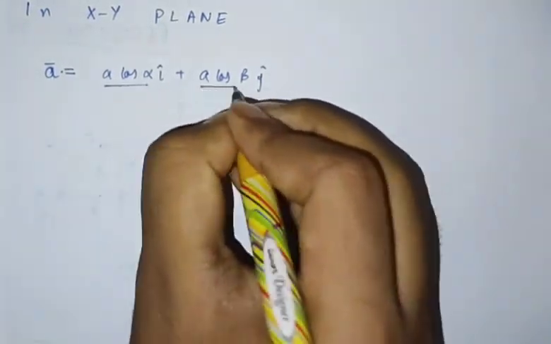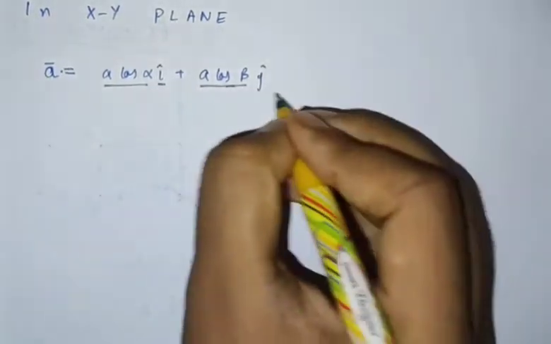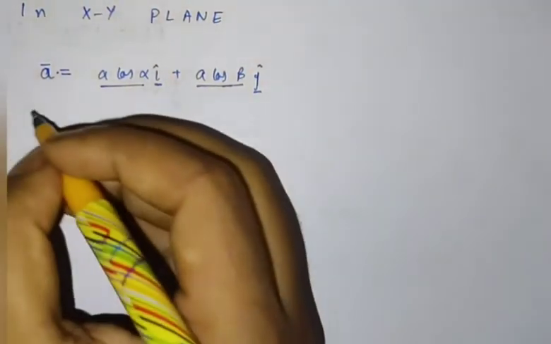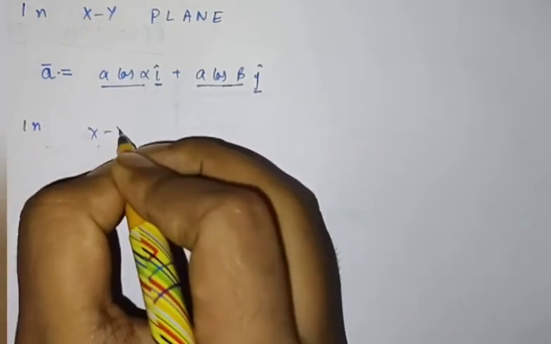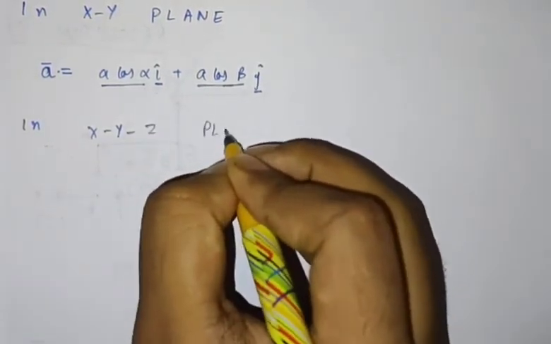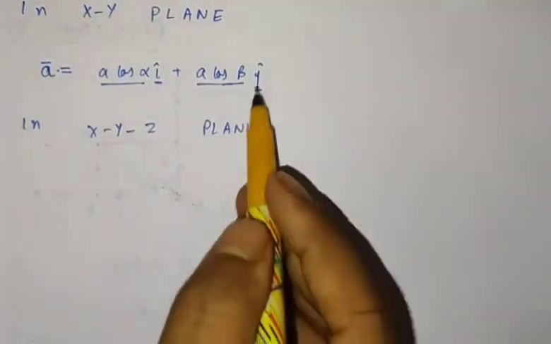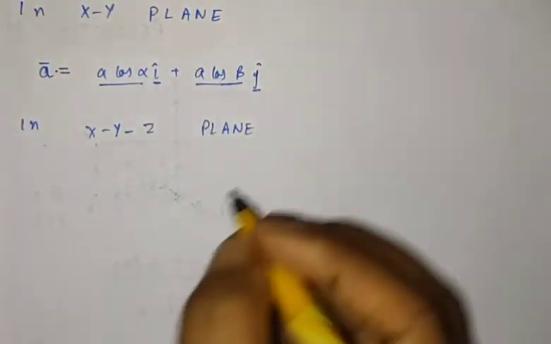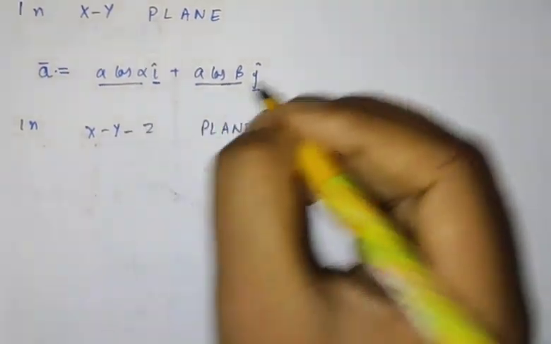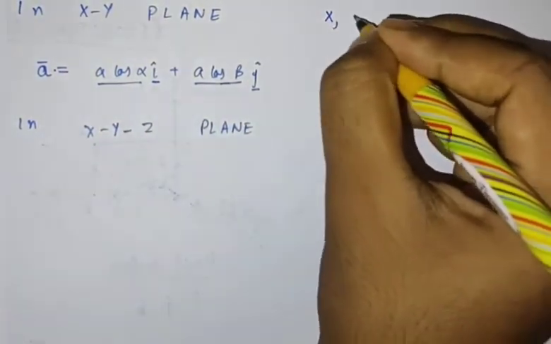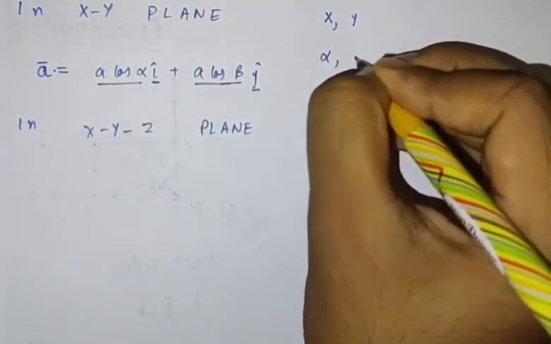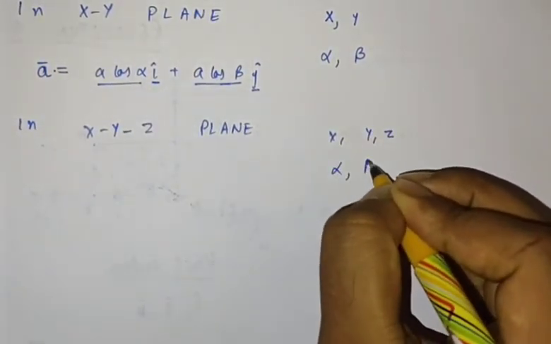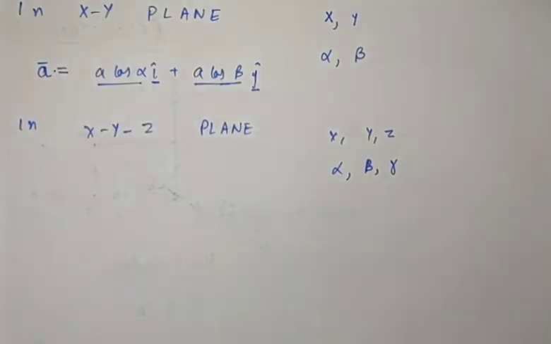where A cos alpha and A cos beta were the magnitudes, and I cap and J cap were the directional unit vectors. So in the xy plane, if we now take the xyz space, there will be another angle which the vector makes with the z-axis. So let that angle be gamma. So here we had angles made with x and y as alpha and beta. So now we're taking a z-axis, so the angles will be alpha, beta, and let's say gamma.